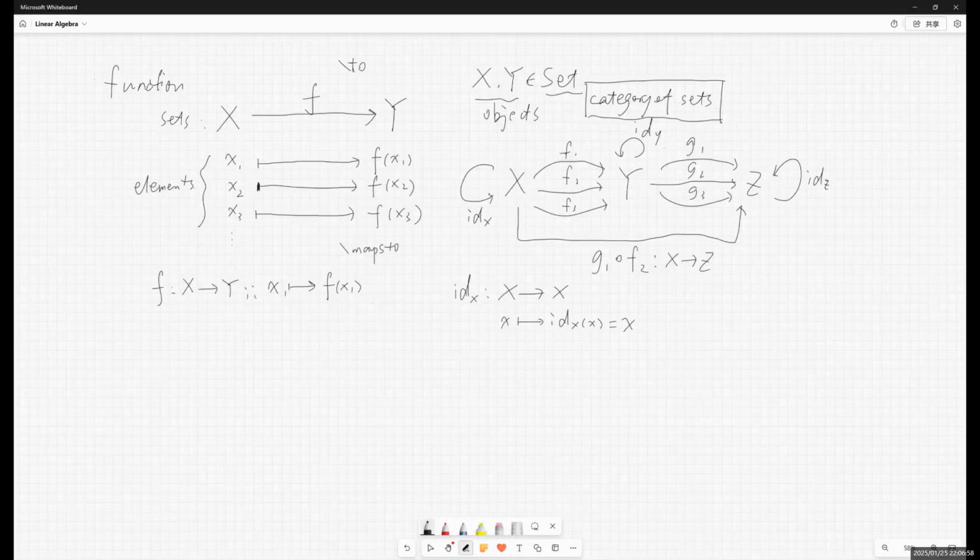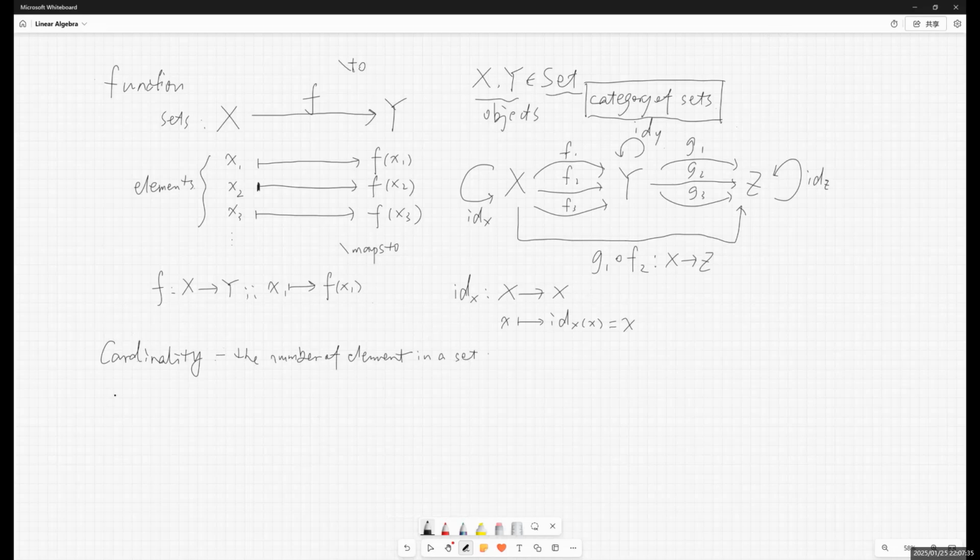Now we talk about the cardinality of sets. That's an extremely important concept to study the category of sets. It's very simple to understand the concept of cardinality. It's essentially the number of elements in a set.